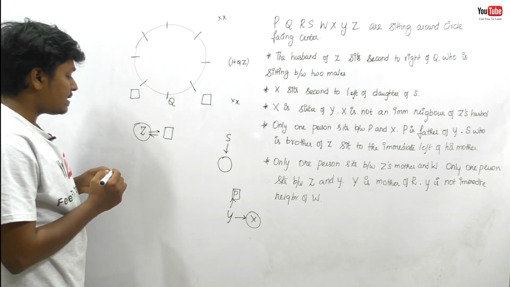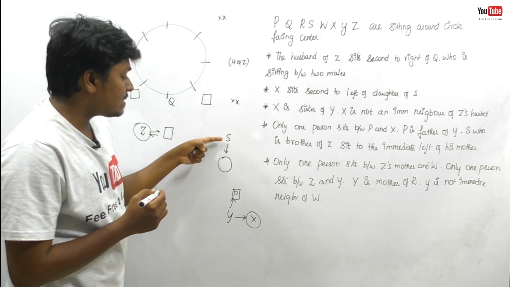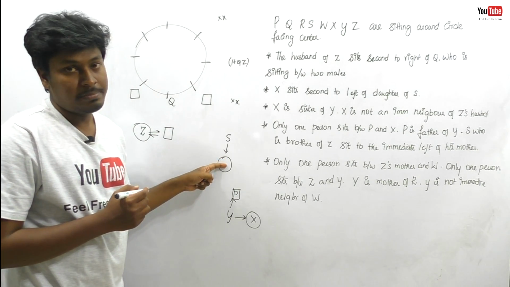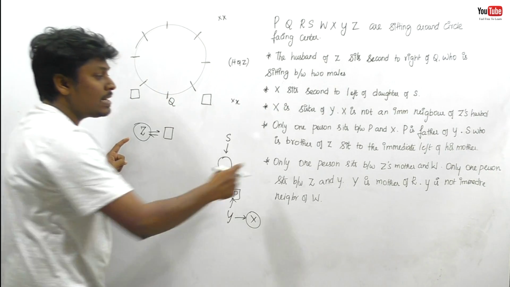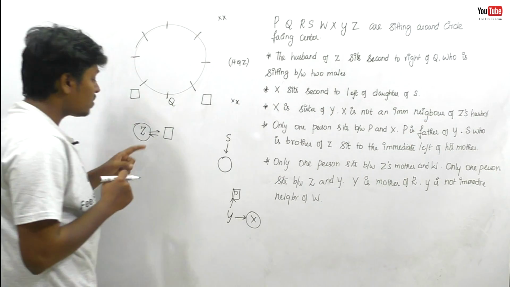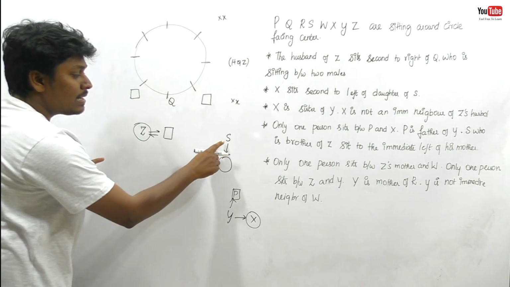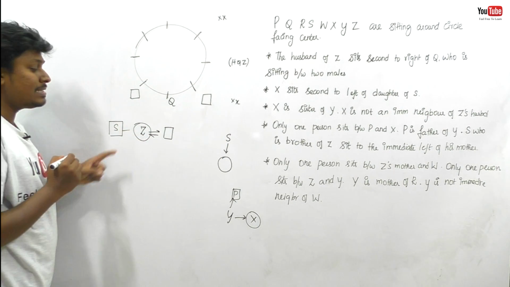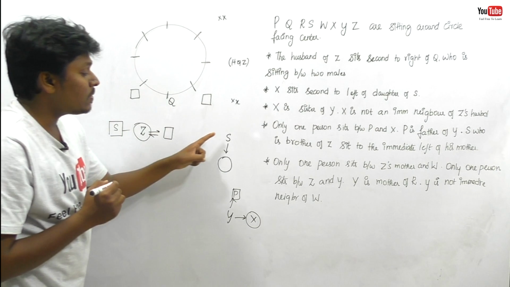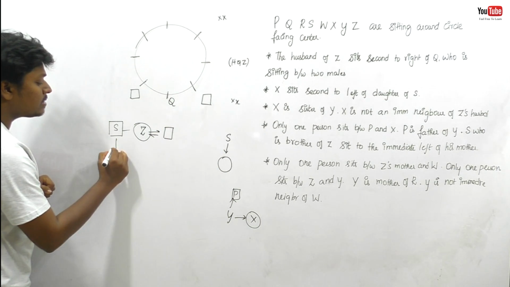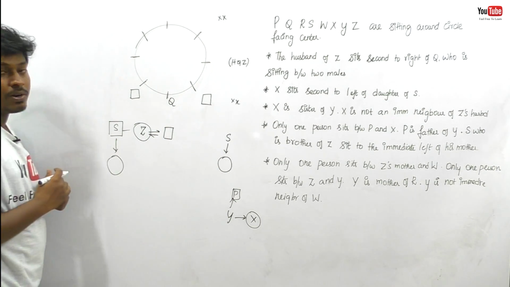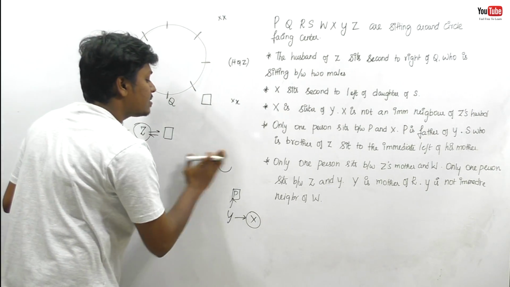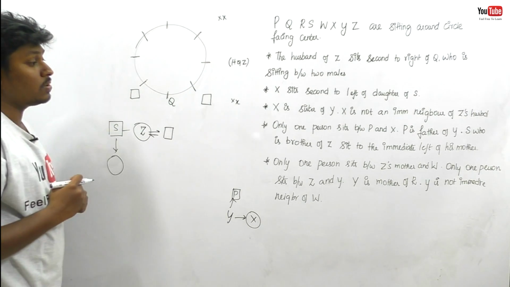Friends, listen carefully. See here. We know S has a daughter, but we don't know who the person is, right? And now they have said that Z's brother is S. So if Z's brother is S, then S should definitely be a male person. We know that S has a daughter, but we don't know who the daughter is. And we have just merged this second clue into the first clue, right?